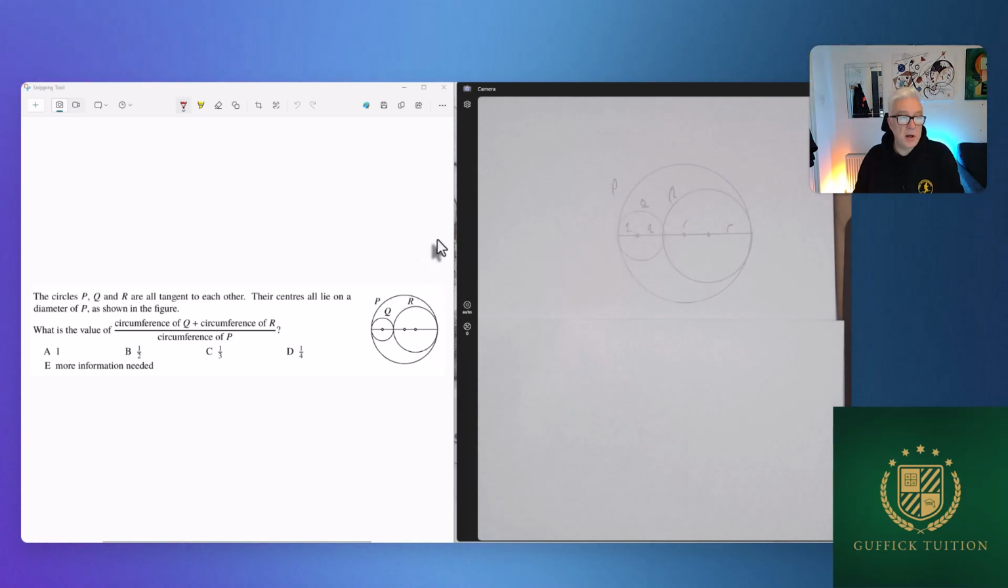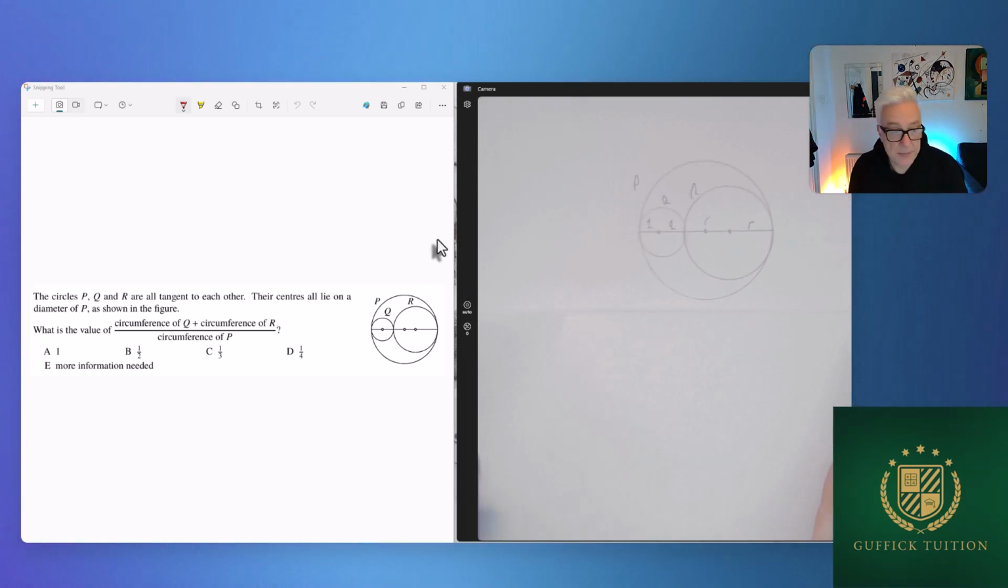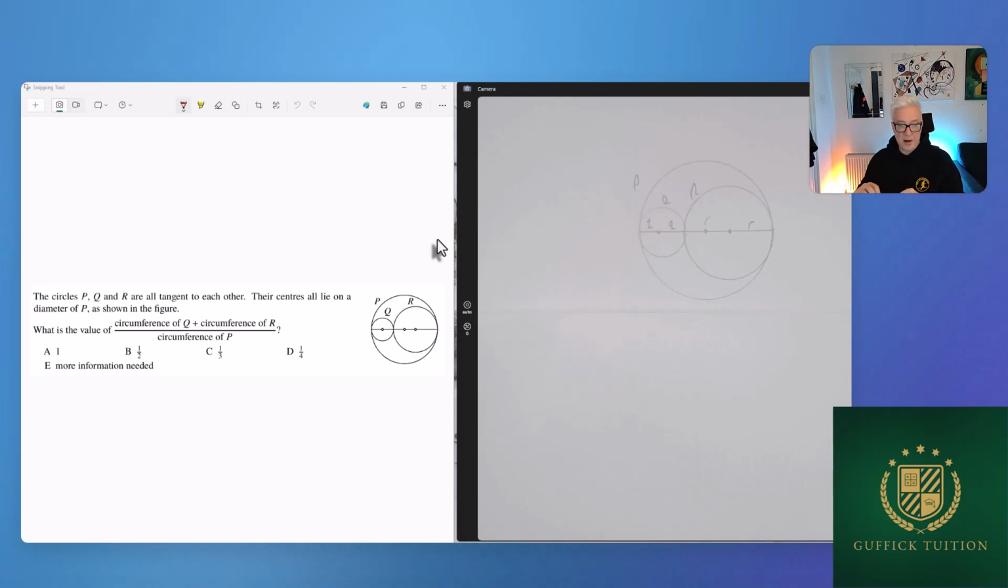Hello everyone, we've got a nice little circles question here, and this one is from a senior math challenge paper. It says the circles P, Q and R are all tangent to each other. Their centres all lie on the diameter of P as shown in the figure. What is the value of the circumference of Q plus the circumference of R divided by the circumference of P? And there's various options to choose from there.